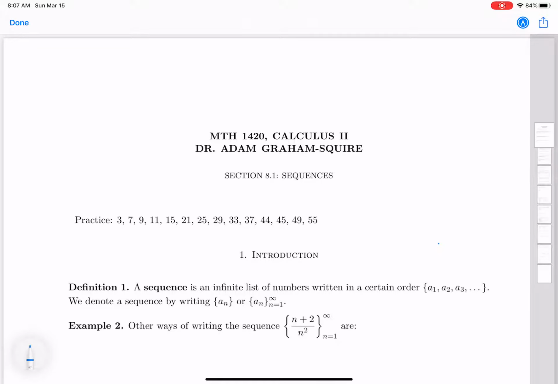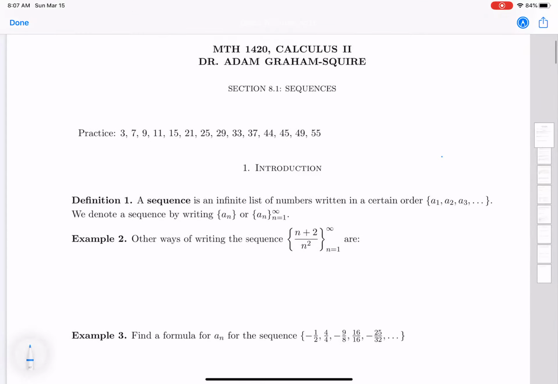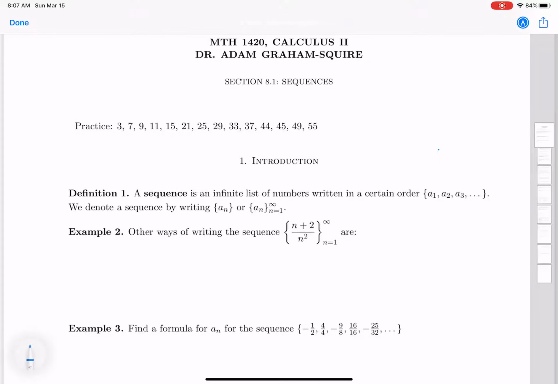All right, welcome to my lecture on section 8.1 on sequences. A sequence is basically just an infinite list of numbers written in a certain order. So this a sub 1, a sub 2, a sub 3, those are real numbers. They could be decimal numbers, they could be fractions, they could be whole numbers.